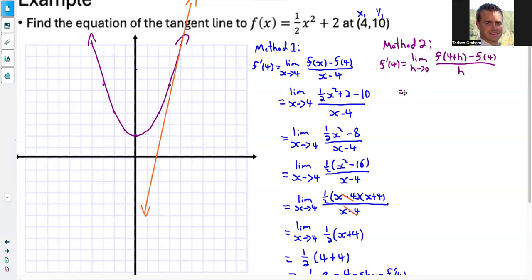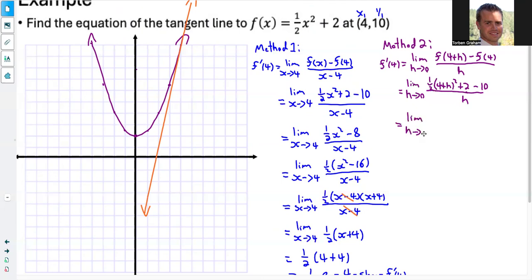Now this equals, we'll substitute in our function for this, and our 4 plus h is going to take the place of our x. So we'd have our limit as h approaches 0 of 1/2 of 4 plus h squared minus f of 4. Or sorry, we also have the plus 2, so we have to include that. And then we've got minus f of 4, which would be minus 10 over h.